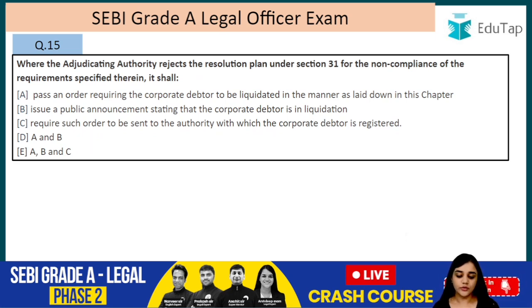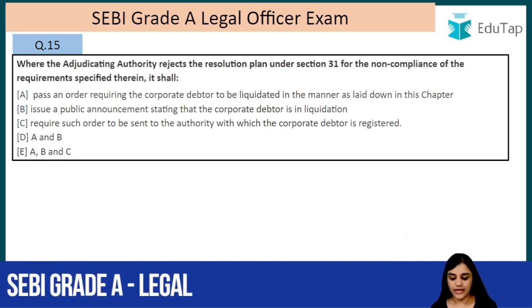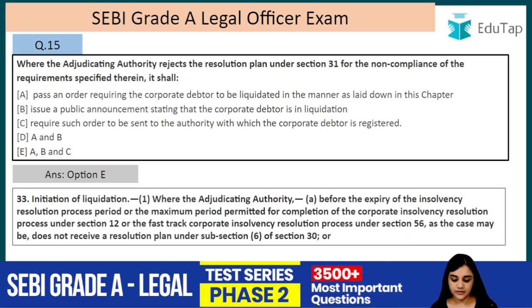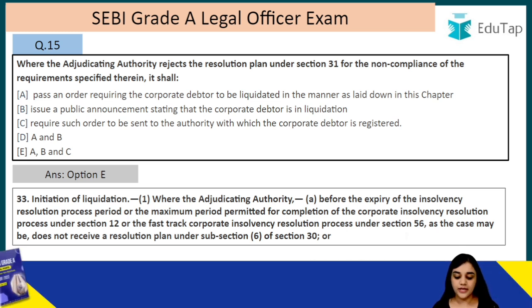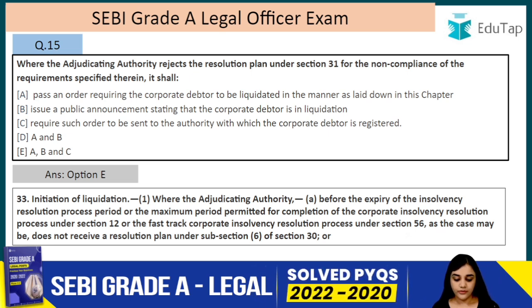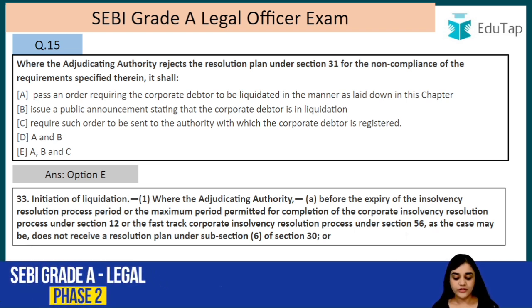Where the adjudicating authority rejects the resolution plan under section 31 for the non-compliance of the requirements specified therein, it shall. The answer is option E, A, B and C. Let's read this section only. So where the adjudicating authority, before the expiry of the insolvency resolution process or the maximum period permitted for the completion of the corporate insolvency resolution process under section 12, or the fast track corporate insolvency resolution process under section 56, as the case may be, does not receive a resolution plan.